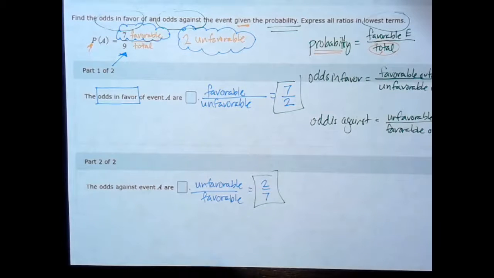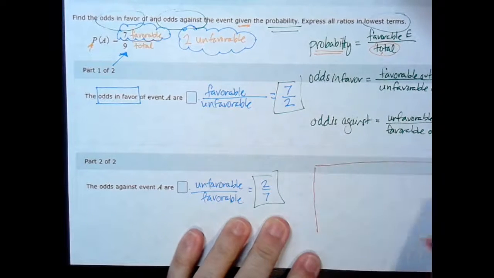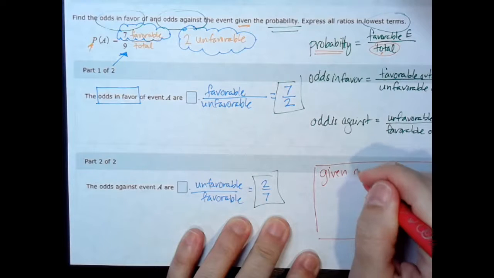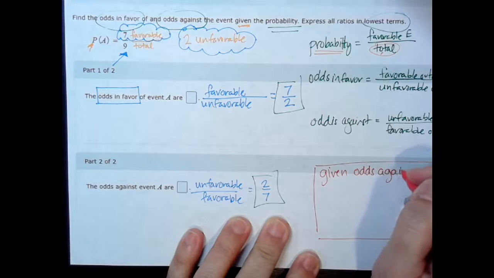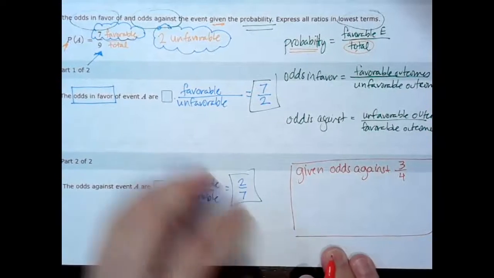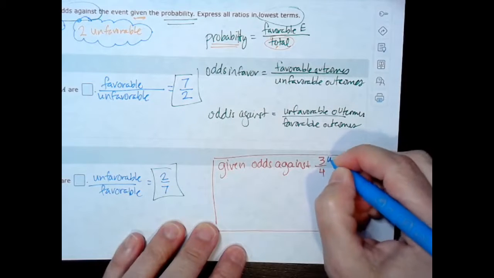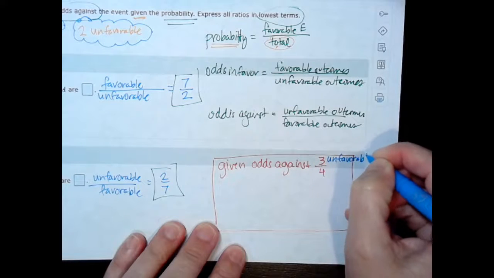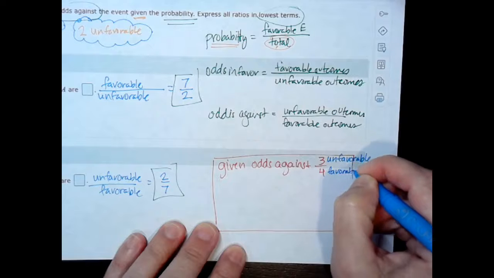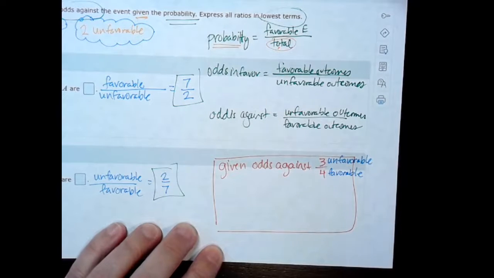Okay, so now be careful. You're on the lookout for what is given. So let me change this up just a little bit, and I'll write over here in the corner. Okay, so suppose that I'm given odds against is 3 over 4. Okay, so then I have to label those. That way I know I can answer every question that they can ask me. So odds against, this would be unfavorable on the top, so I'm labeling them, and favorable on the bottom, label them, okay? So now you can answer any question.